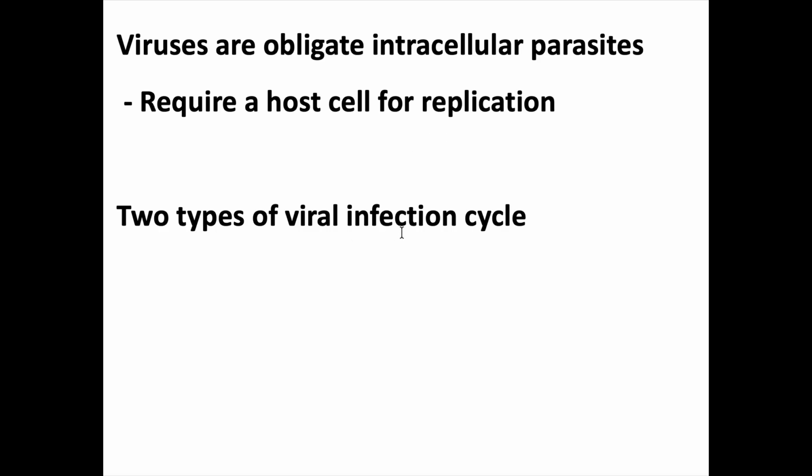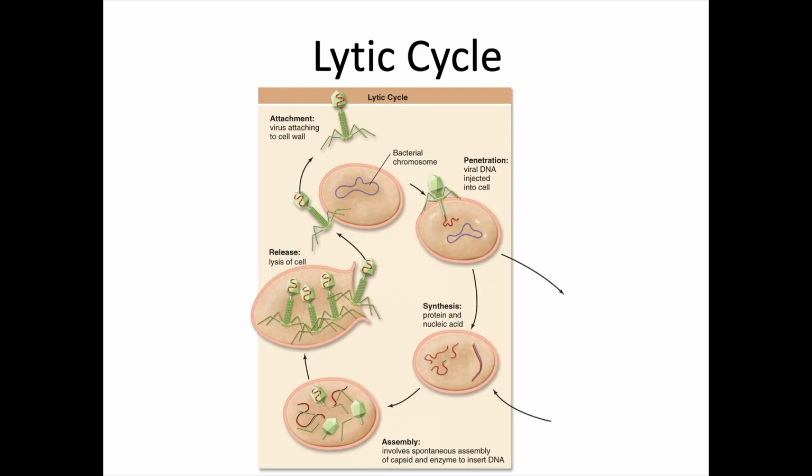So there are two types of viral infection cycle. Let's start by looking at something called the lytic cycle. So let's take this one step at a time. Here we've got this head and tail capsid with some genetic material inside. Step number one is attachment. The capsid has to bind to the host cell.